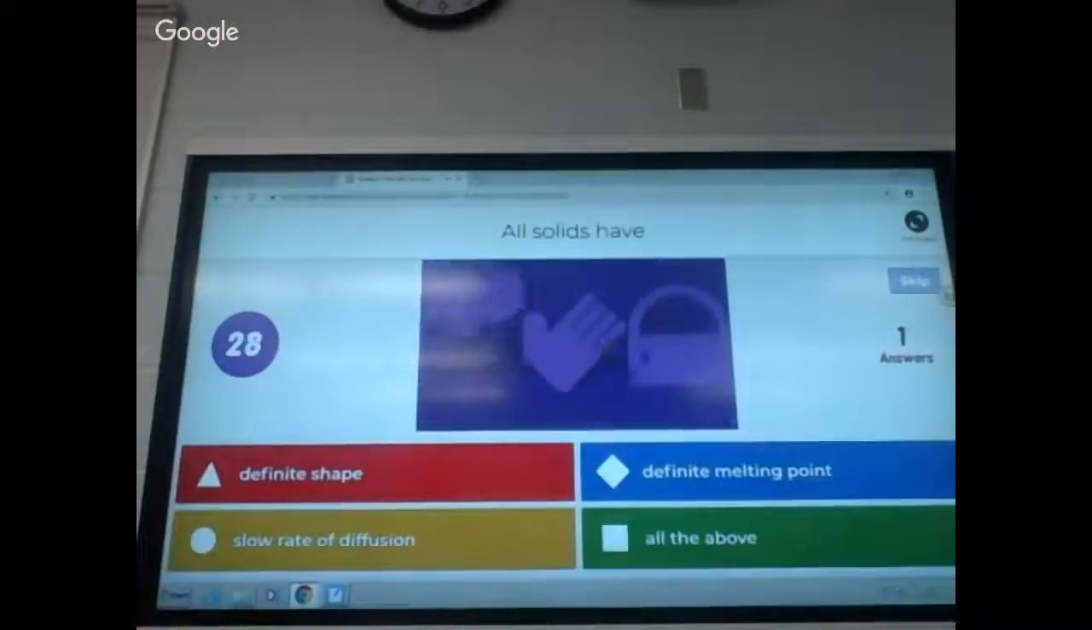All solids have which of the following? Oh, that's cool, this was just one. Okay. Some of them were. Wow. You may see some of them tomorrow. Are you serious?